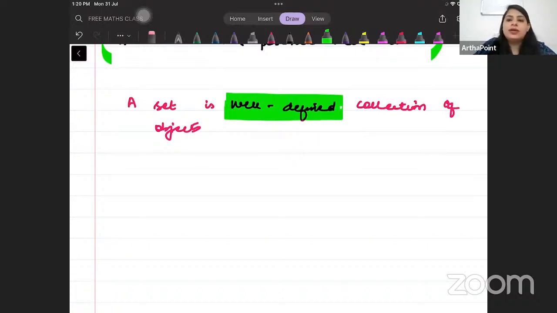Second thing that I want to highlight. Beta, instead of objects, many books will use elements. Many books will use members.